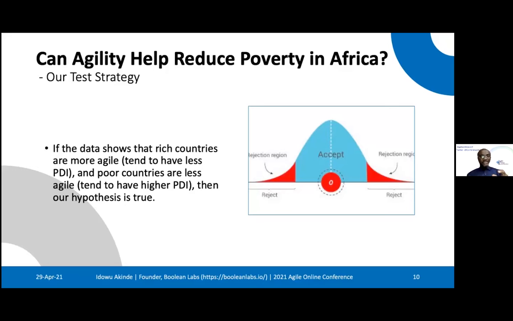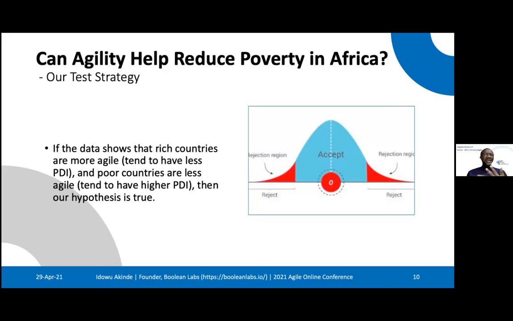So my assertion, the test strategy, is to see if there is data in the public domain that corroborates that when rich countries... is there data that shows that rich countries are more agile? And I gave two alternative definitions of more agile. More agile means they have higher levels of agility, higher levels of nimbleness and responsiveness to stimulus.